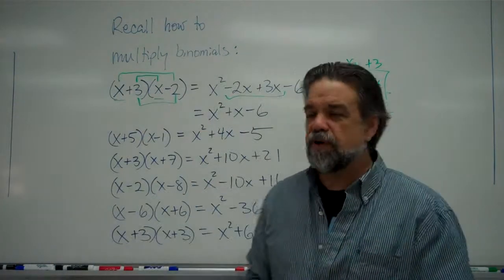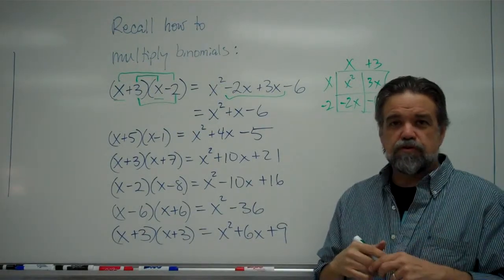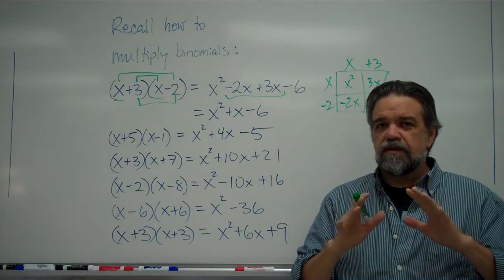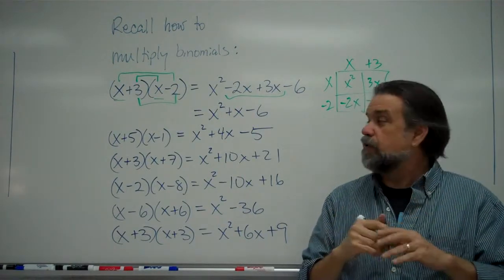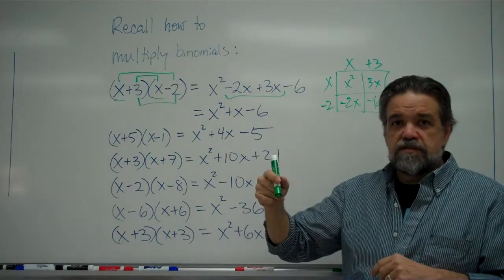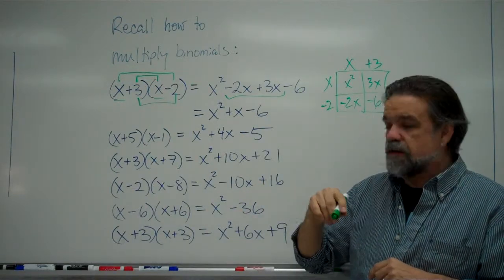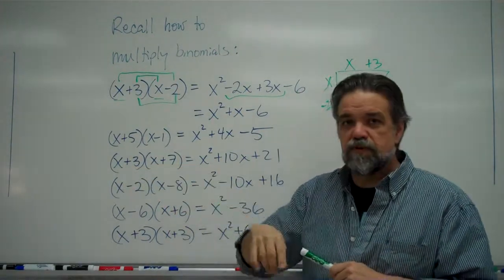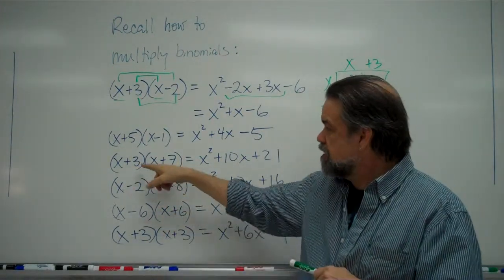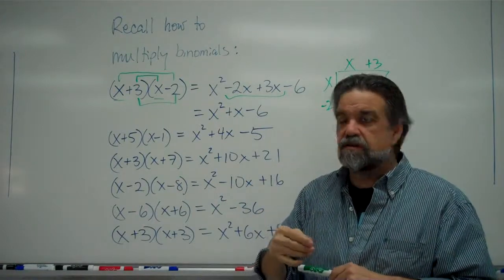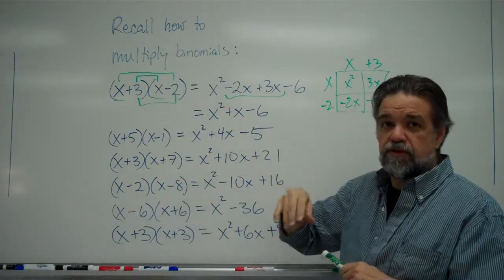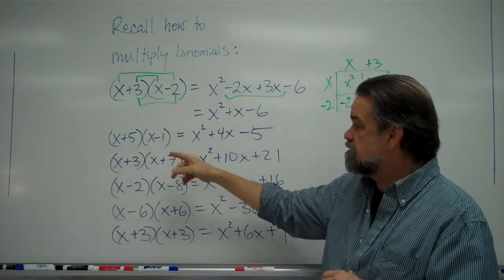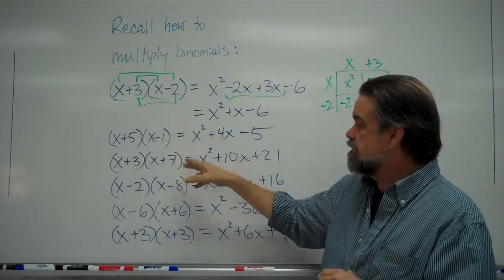But one thing that I want to point out to you is we can take a shortcut. Actually, before we take our shortcut, let me put in a disclaimer. All of these examples have something in common, and that is the first term in each binomial is just x, and the second term is a constant. So the pattern that I'm going to show you is true when you have x plus or minus a constant times x plus or minus a constant.